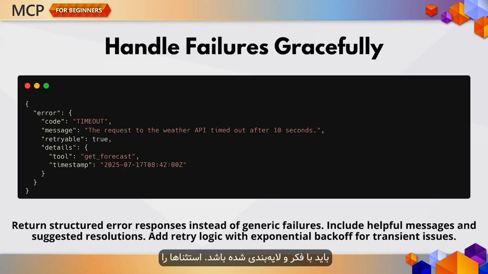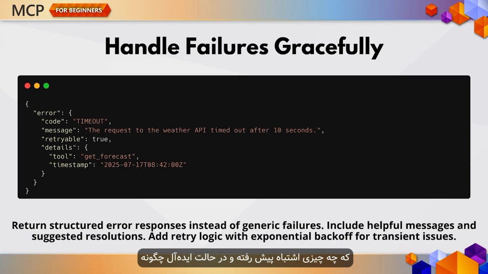Error handling should be thoughtful and layered. Catch exceptions at the right level and provide structured responses with meaningful error messages. Avoid crashing on the first problem. Make it clear what went wrong and ideally how to fix it. You can also implement retry logic for transient issues, like timeouts or temporary service failures, using exponential backoff patterns.